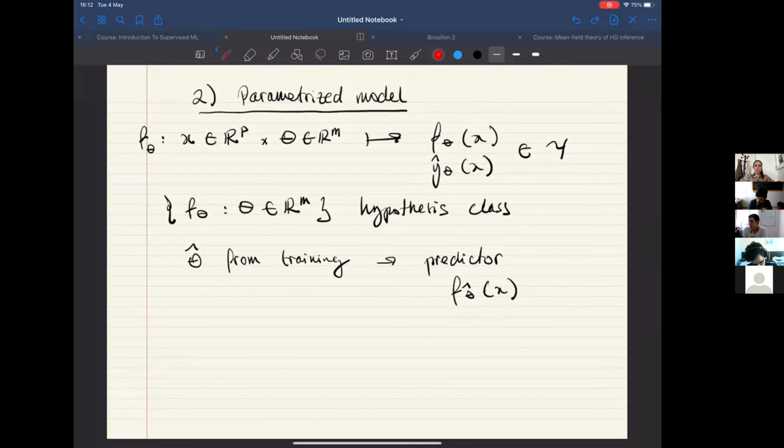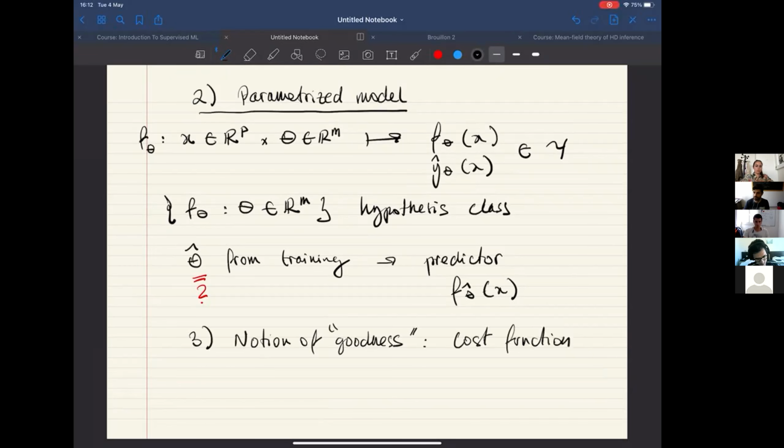So the question now is how to obtain these parameters, okay? And so we need to define a notion of goodness to select these parameters and to select the function in our hypothesis class. So the third ingredient is a notion of goodness, okay? And this is formalized thanks to a cost function, or just cost, or energy function, okay?